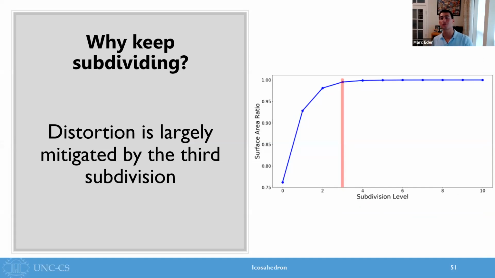But given this issue, one interesting thing to observe is that when we use a subdivided icosahedron, distortion is more or less mitigated by the third level of subdivision. This plot on the right shows a metric: the ratio of the surface area of the subdivided icosahedron to that of a sphere. As the ratio approaches 1, we approach a perfect approximation. Now look at that red line at level 3. This is where we start to see diminishing returns in terms of distortion reduction. But because we built on this analogy of image resolution and subdivision level, current methods have to continue to subdivide. And as I mentioned, this is one of our sources of scalability issues.